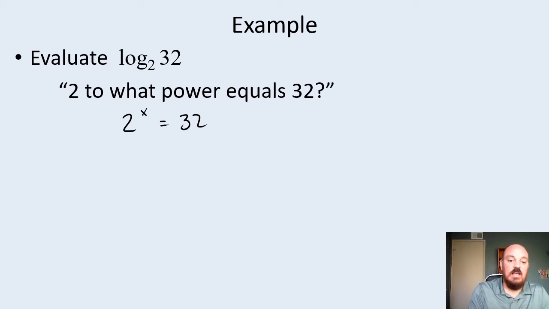Or maybe instead of an x for this one, we'll put a question mark. Doesn't matter, same kind of concept. But that's what it's asking you. 2 to what power equals 32? Now we already ran through on the first slide our powers of 2. The answer to this question is 5 because 2 to the 5th equals 32.